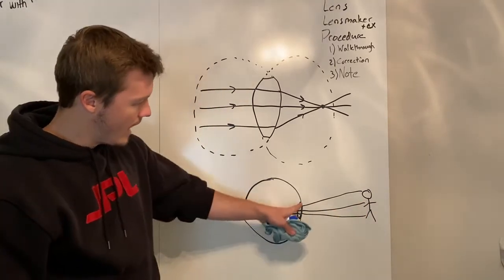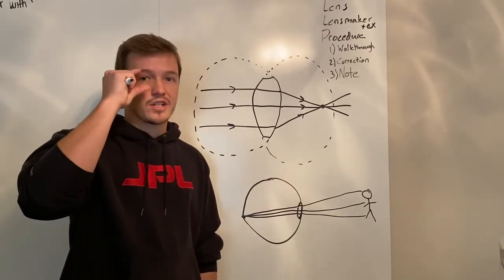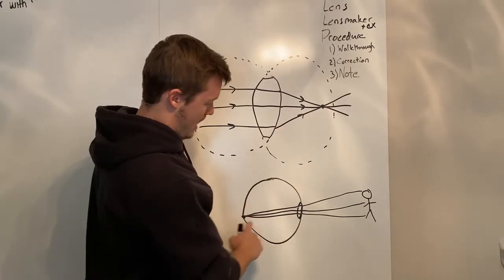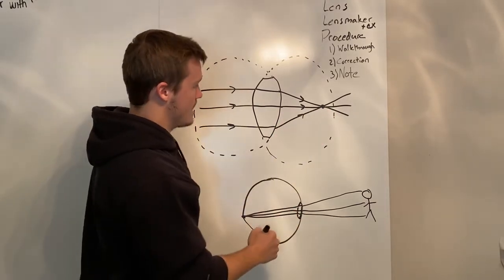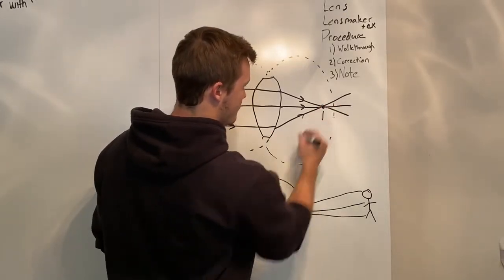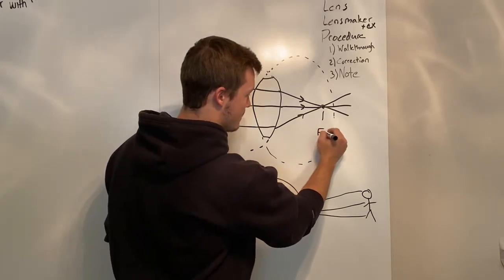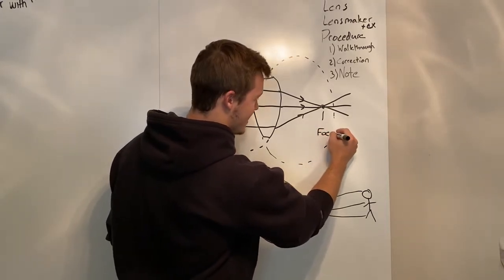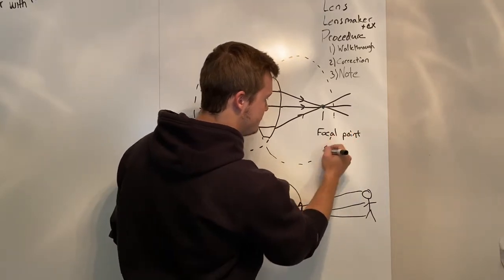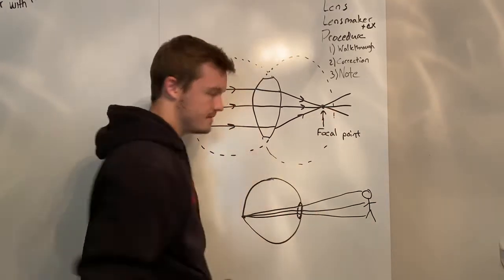Okay, so our eye actually functions as a lens. What's cool about our eye, though, is we can actually change the focal length of our eye, of our lens right here. So let me, I forgot to write that down. So this right here, this point where everything focuses to, that's called the focal point of the lens. Sorry about that. So this right here, that is the focal point.